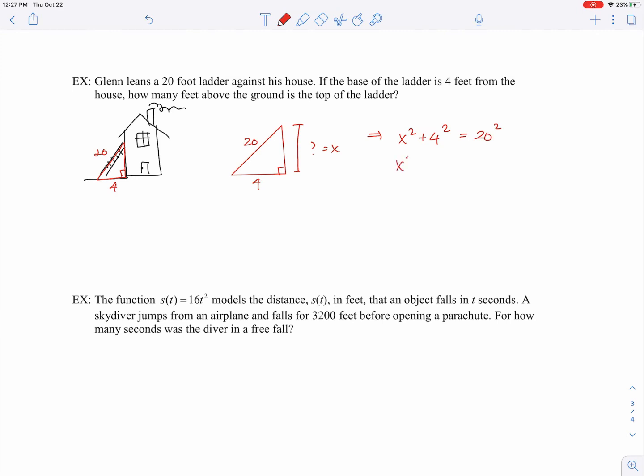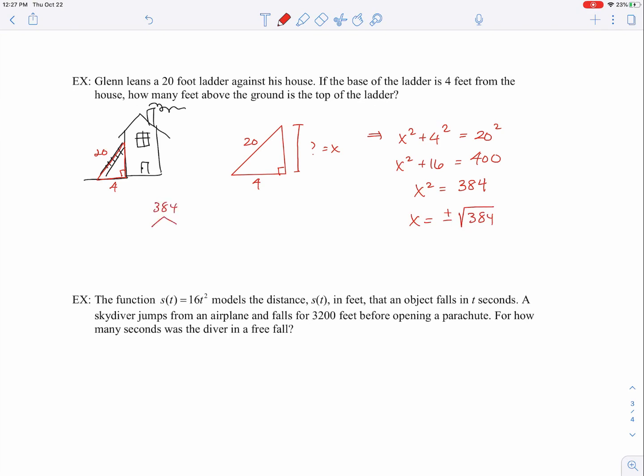In this particular case, it's x squared plus 16 is equal to 400, or x squared is equal to, if we subtract 16 from both sides, 384. So using the square root property, x is plus or minus the square root of 384. And wouldn't we like to know what that is?